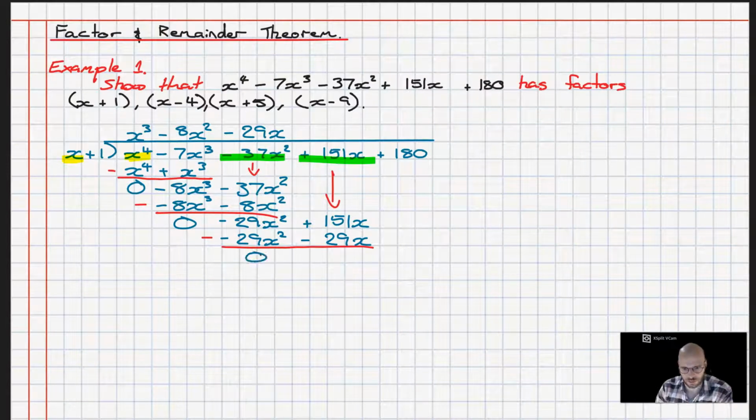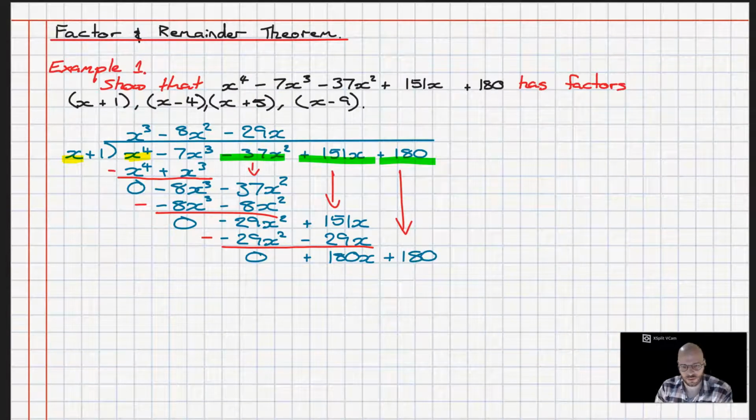And first term is nothing. Then the second term is going to be 151x minus negative 29x. That will come out to be positive 180x. Grabbing the final term over here, we bring that down. Then it will be positive 180.